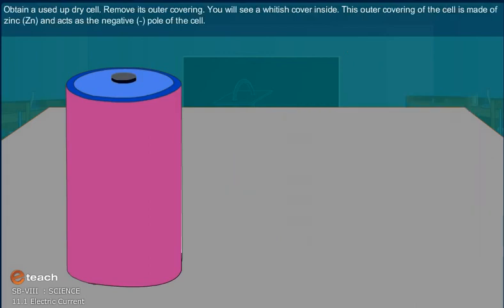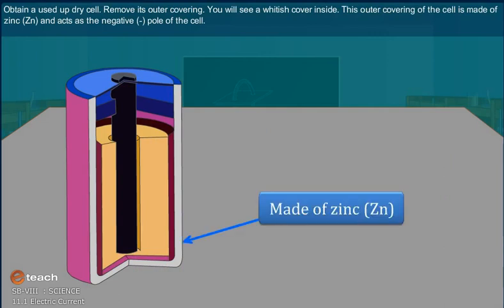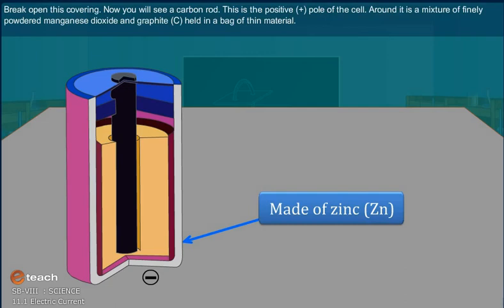Obtain a used-up dry cell. Remove its outer covering. You will see a whitish cover inside. This outer covering of the cell is made of zinc and acts as the negative pole of the cell. Break open this covering. Now you will see a carbon rod. This is the positive pole of the cell.